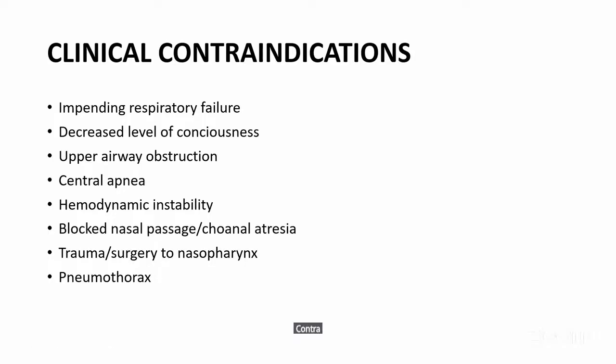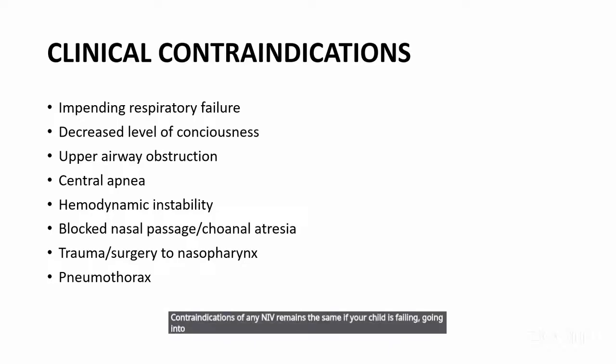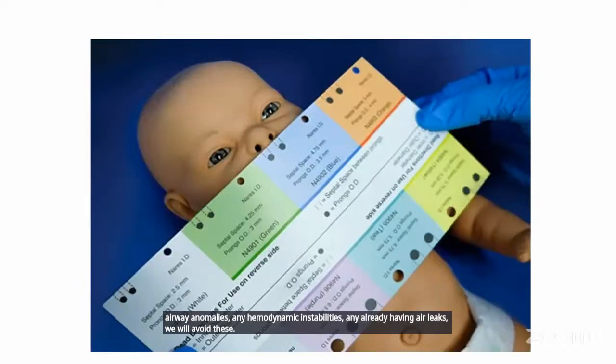Contraindications of any NIV remain the same. If your child is failing, going into respiratory arrest or failure, if your child does not have enough level of consciousness to tolerate it, there is an upper airway obstruction, upper airway anomalies, any hemodynamic instability, or any already existing air leaks, we will avoid these delivery devices.